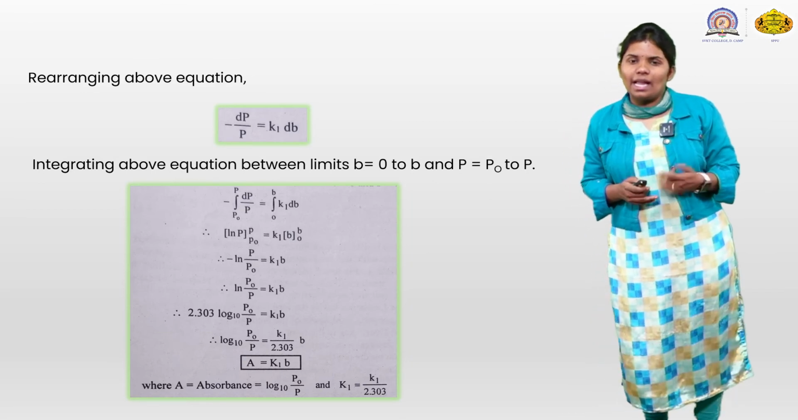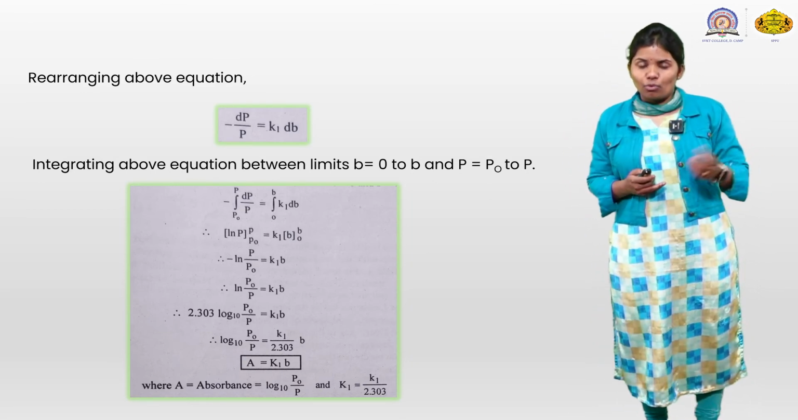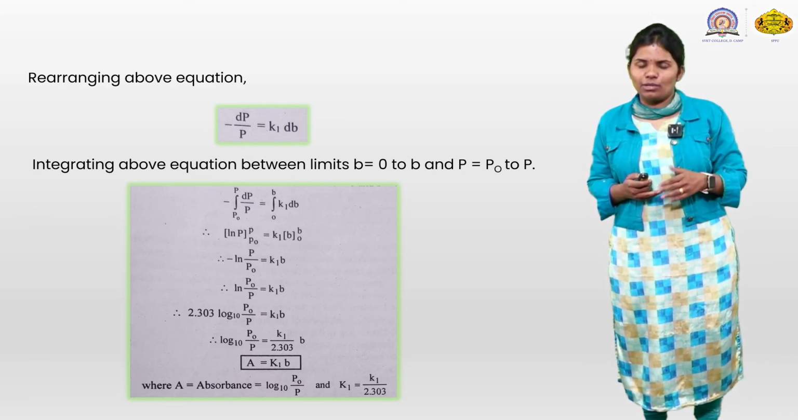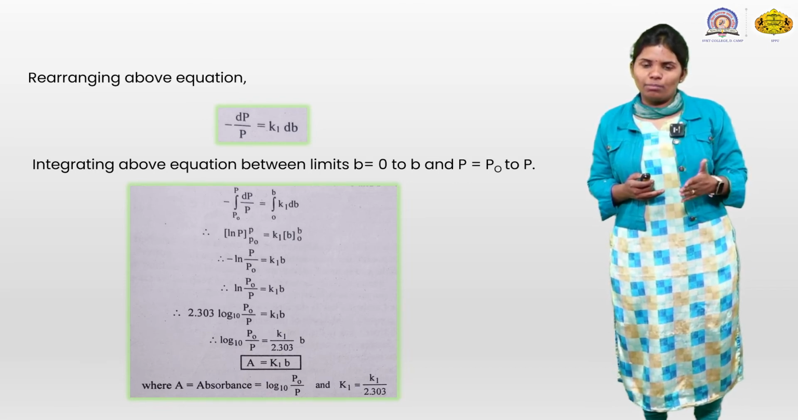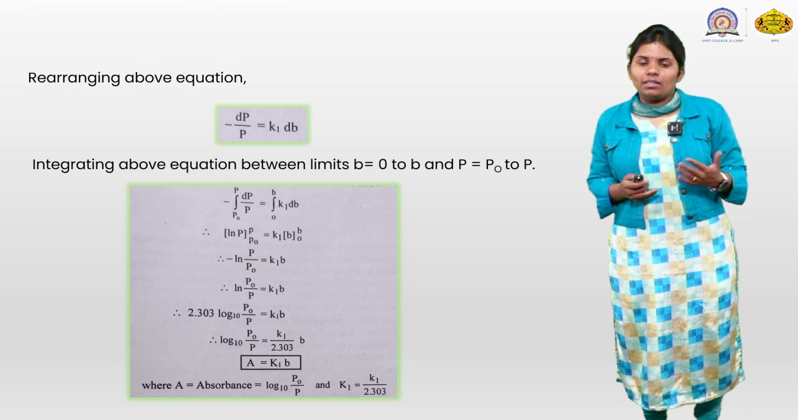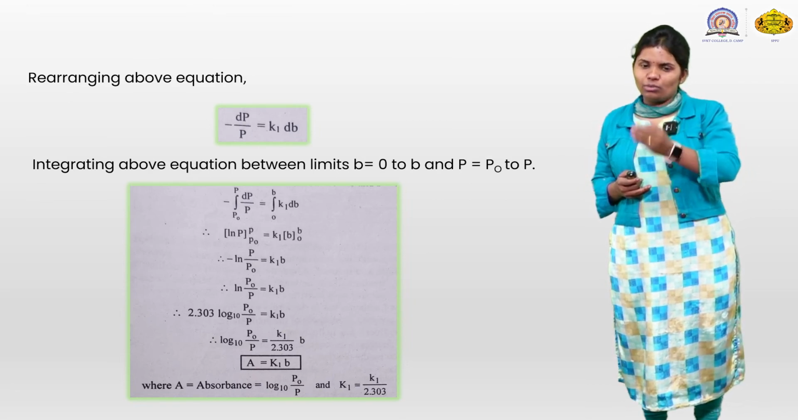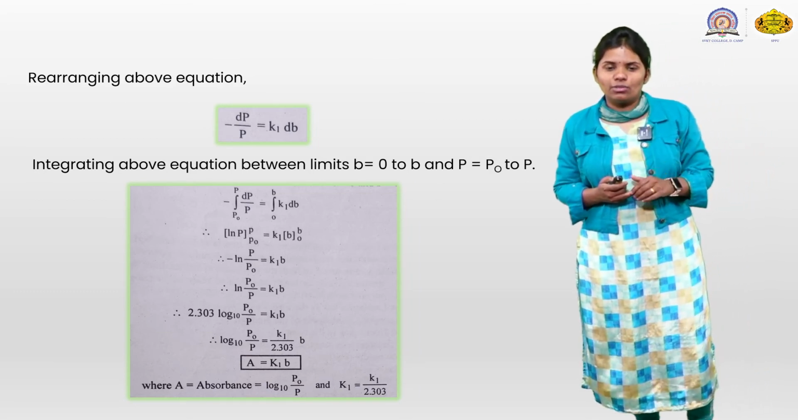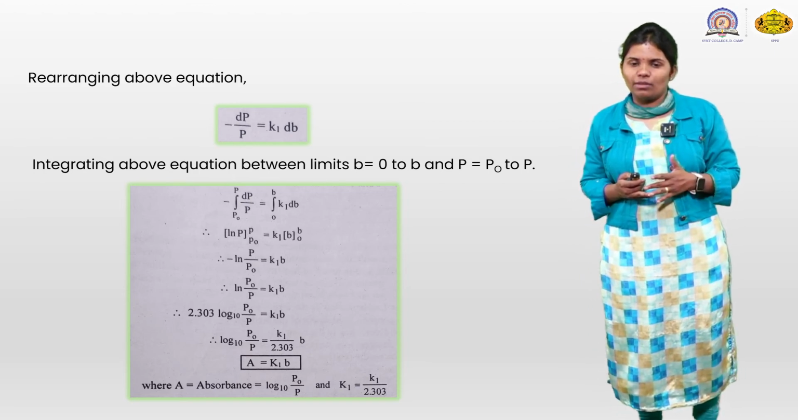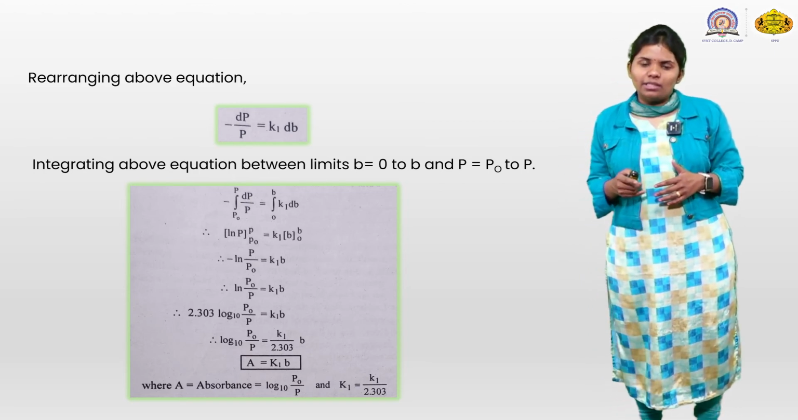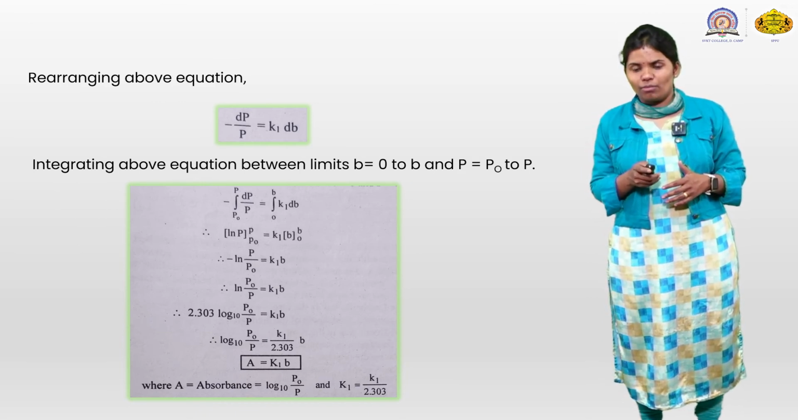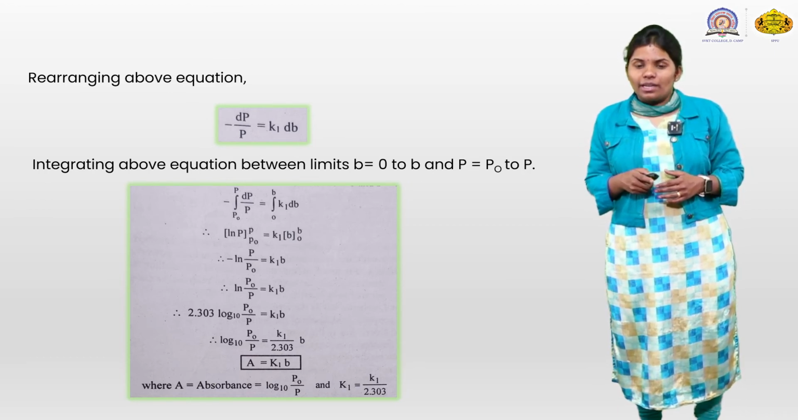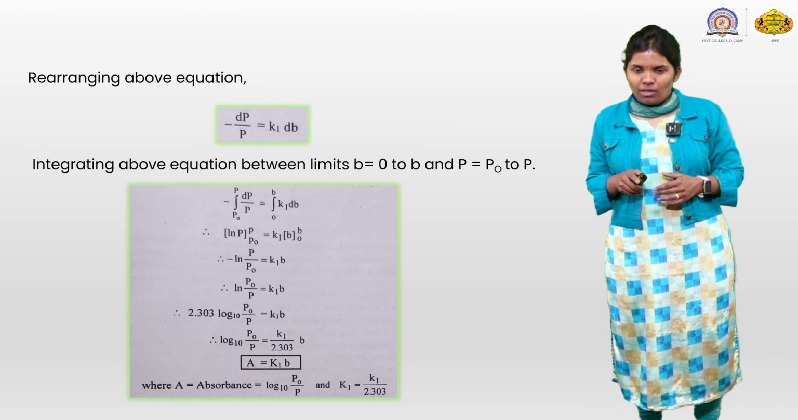The integral of 1 by P is ln P. By putting the limits P0 and P, you can write ln P upon P0 is equal to K1 B, or ln P0 upon P is equal to K1 B. Converting the natural logarithm to log to the base 10, you multiply by 2.303. So 2.303 log10 P0 upon P is equal to K1 B. Rearranging, the 2.303 goes to the right-hand side in the denominator, so log to the base 10 P0 upon P is equal to K1 upon 2.303 times B.